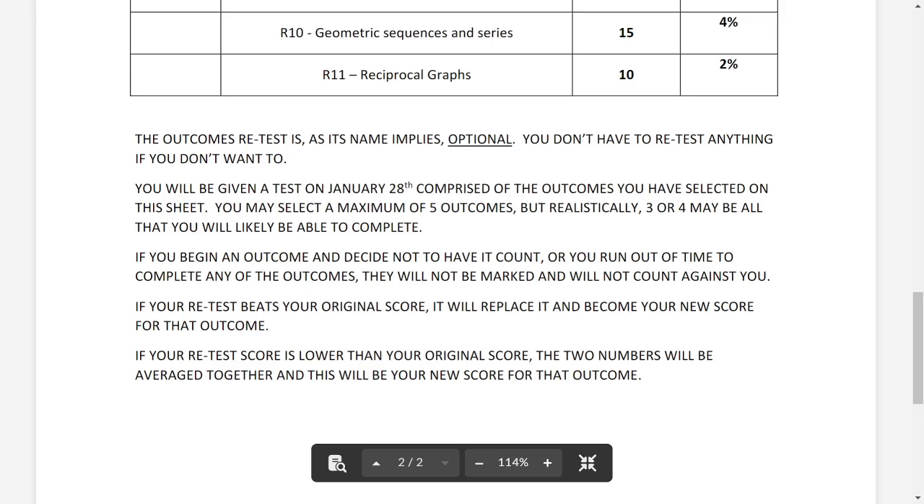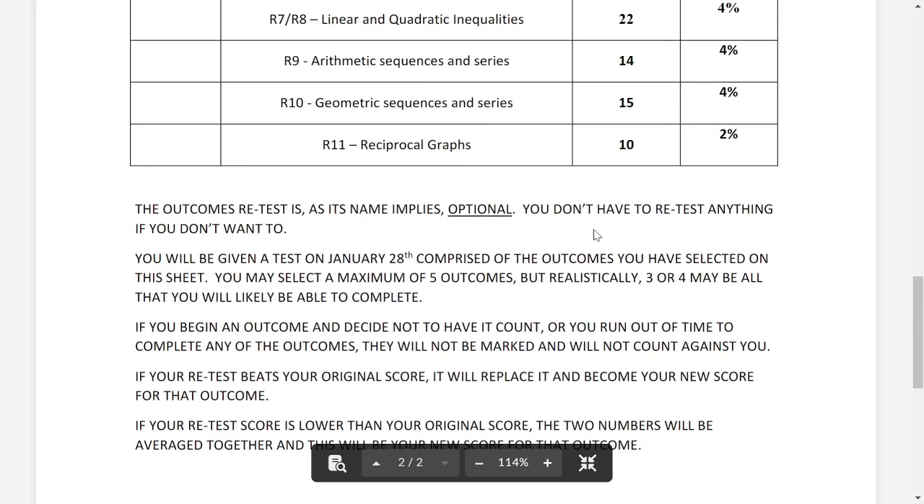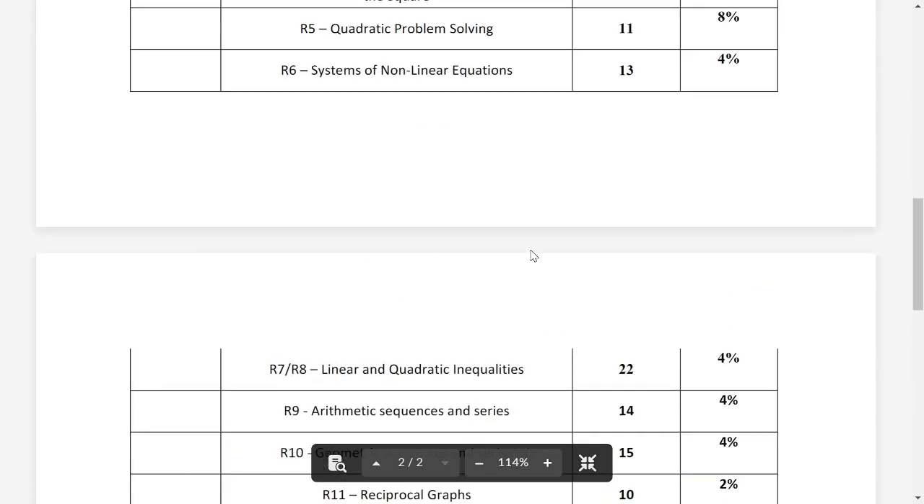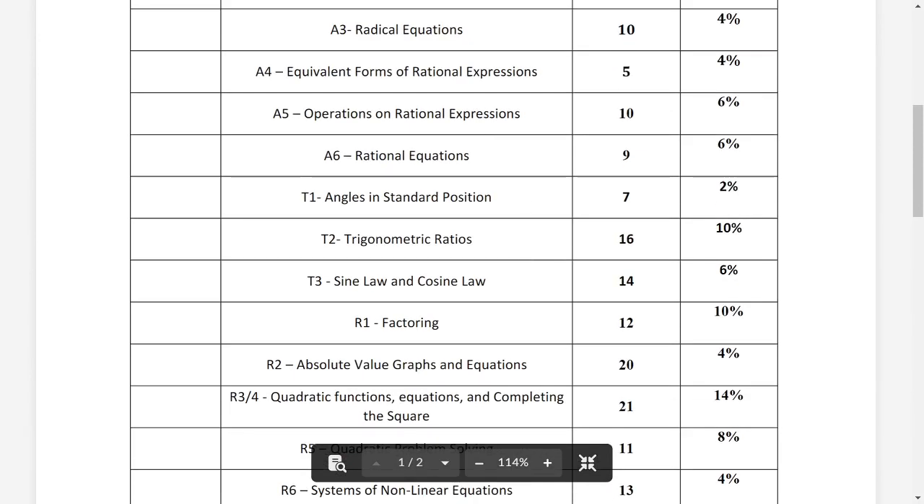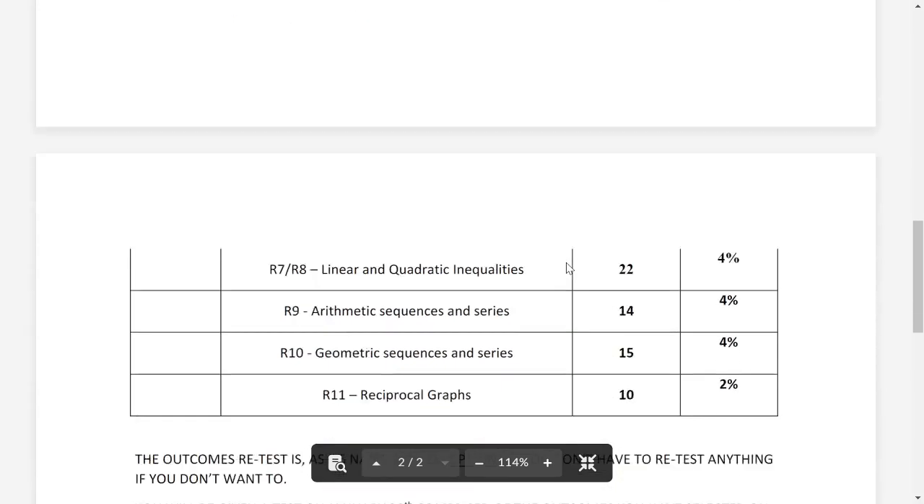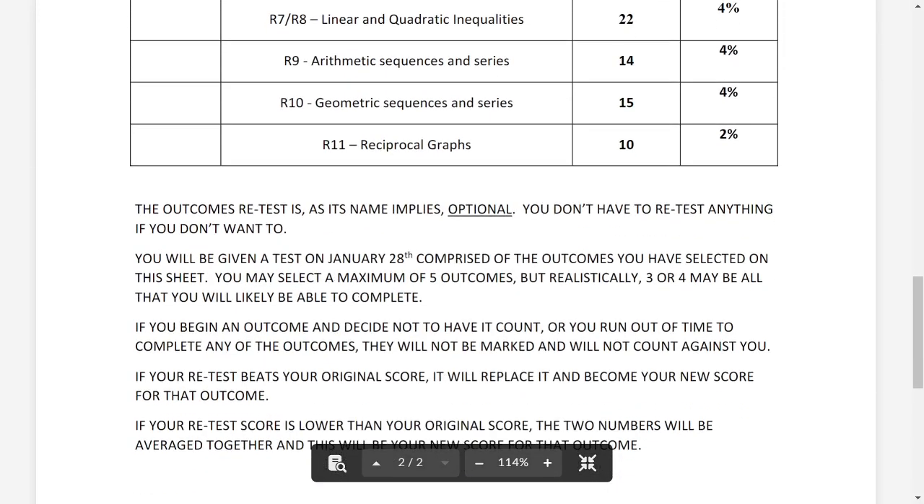You'll be given a test, so I'll get these sheets from you, these handouts from you, and if there's people watching this at home because you're stuck at home, you can just message me on Edsby what your selection is, or selections are. And I will take this sheet and I will put together a booklet that only has the sections you chose. And then staple it, put your name on it, and then when you come in on that Friday, that'll be your test. So you'll be given a test on January 28th comprised of the outcomes you have selected on the sheet.